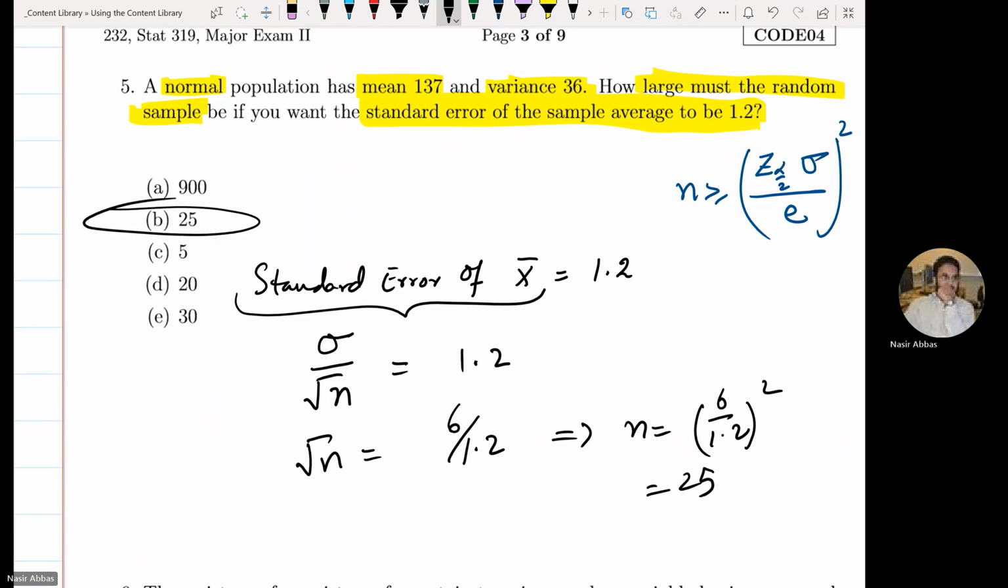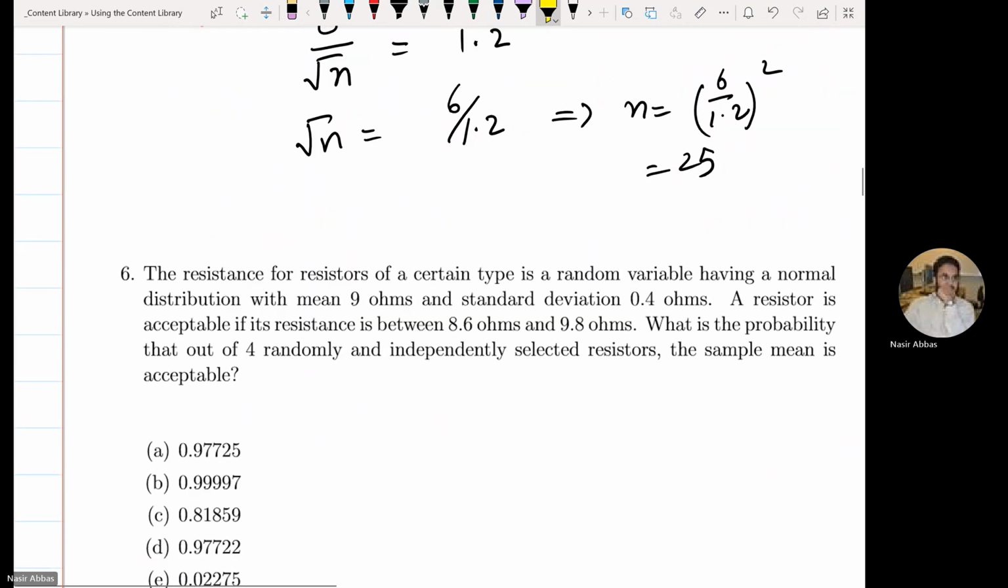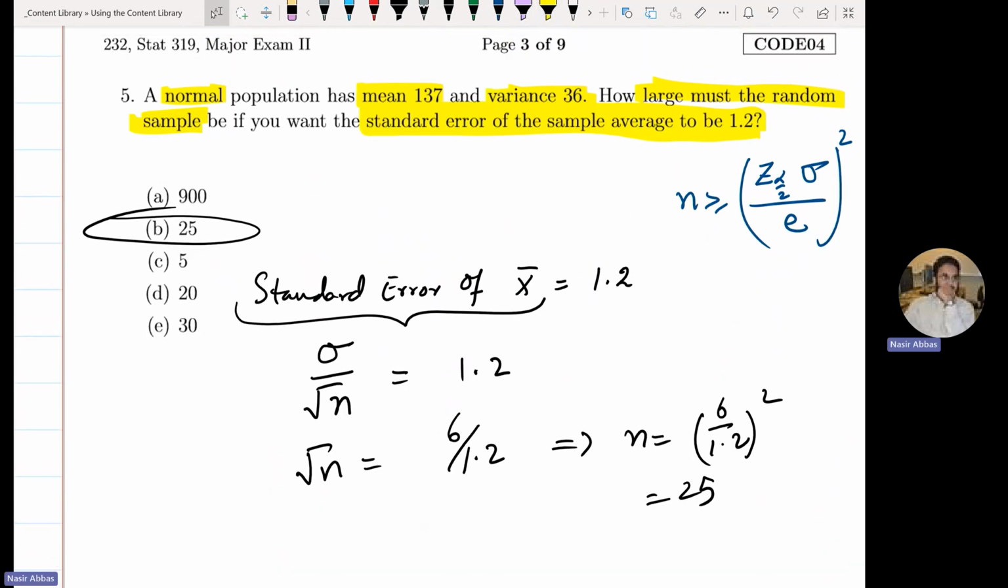25. Unusual question. It was about the estimation of sample size, but error was not given to you. Standard error was given to you. E was not given to you. Sigma over root of n was given to you. Again, terminologies. Mean was given to confuse you. Did not use the mu anywhere in the question.